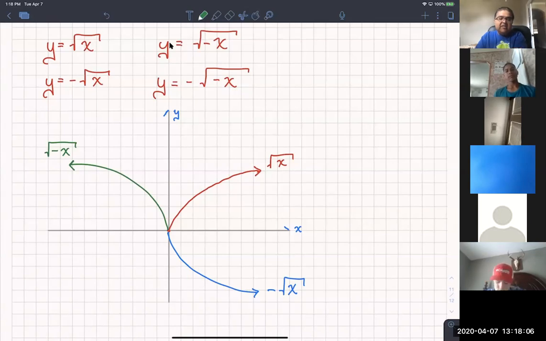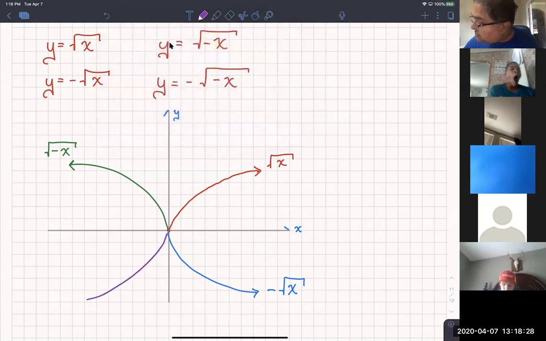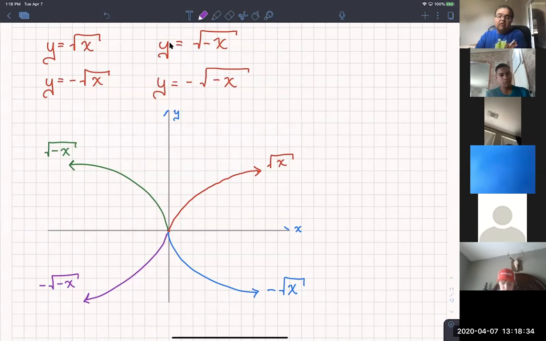Now the last one is if you have a negative on both the inside and outside. Well, if you have a negative on the inside and on the outside, it flips it across both axes. So you flip it across the x-axis, then you flip it across the y-axis. So these are the 4 graphs that you need to know, okay?